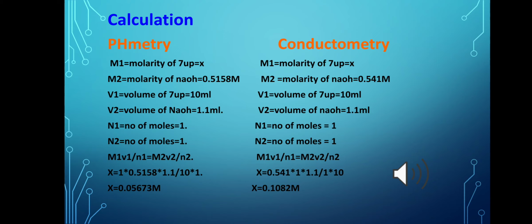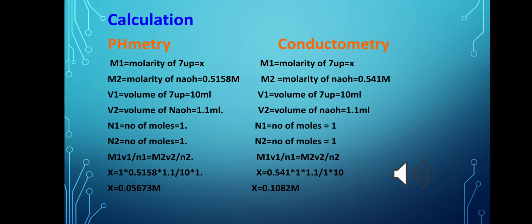N1, the number of moles of 7-Up, is 1. N2, the number of moles of NaOH, is 1. By using the formula M1 V1 by N1 is equal to M2 V2 by N2, we calculate the molarity. In this second picture, we will observe the conductometry.